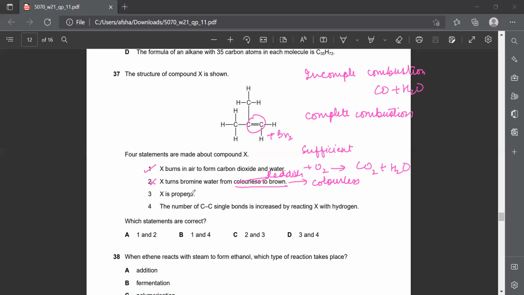You think X is a propene? This is a propene, but this is a branched propene, as I told you. Okay, so X is a branched propene. So I think 3 is going to be wrong.